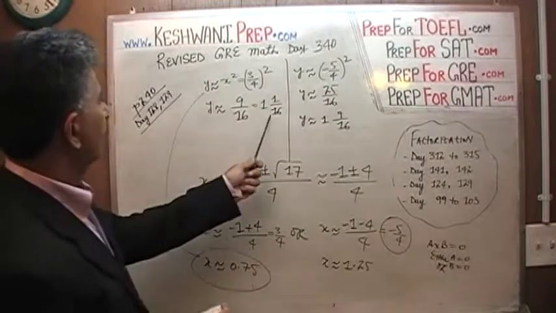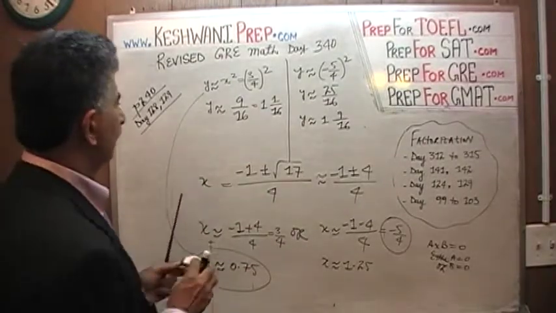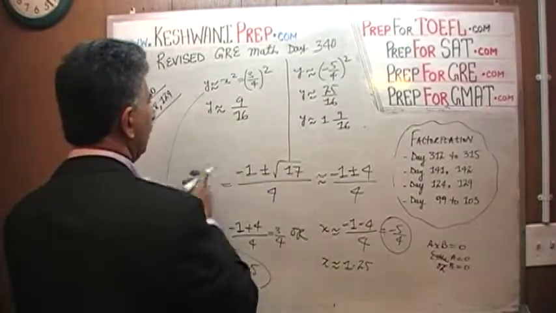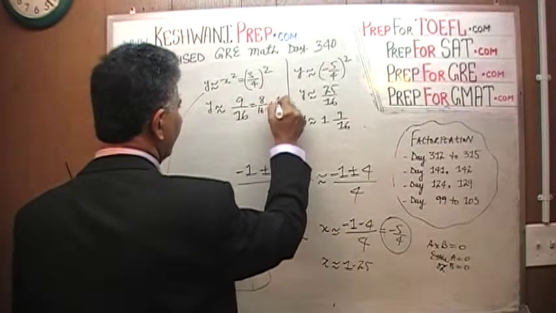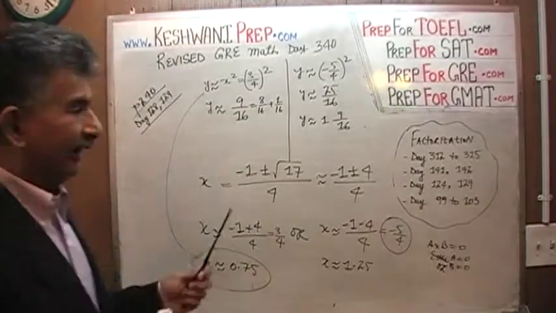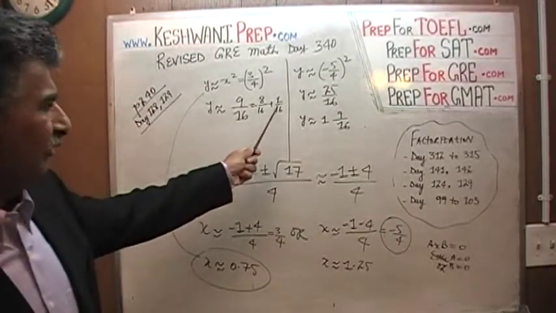Why does it say 1 and 9/16? It should not say 1 and 9/16. That's not what I meant to say. I meant to say 8/16 plus 1/16. 9/16 is the same as 8/16 plus 1/16.